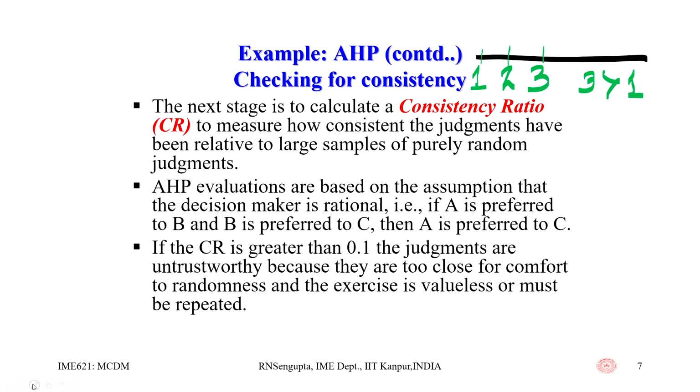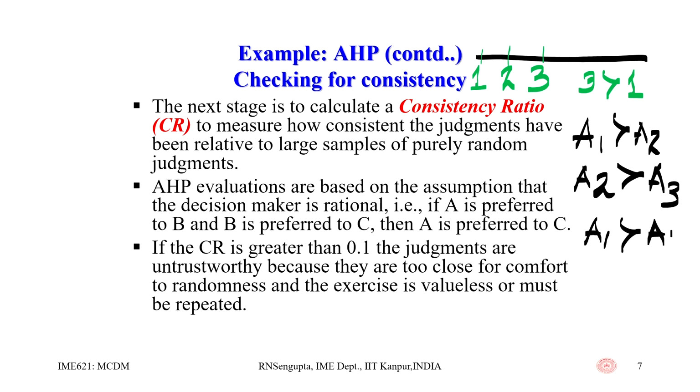But here, if I have the alternatives, it may happen that A1 is better than A2, A2 is better than A3, but there may be cases where rather than having A1 better than A3, you may get a different answer, which I am marking in red, that A3 comes out to be better than A1. So, in order to check for inconsistency, which would arise like this, we need to check with the consistency ratio, and that consistency ratio for the AHP would be given.